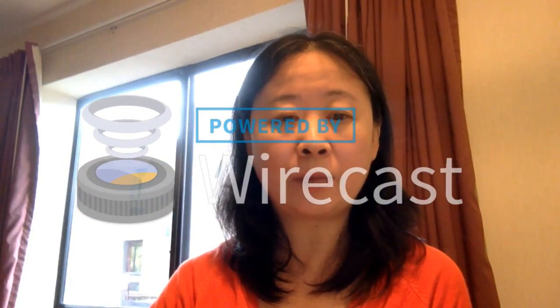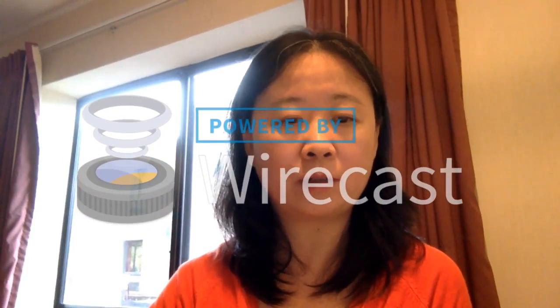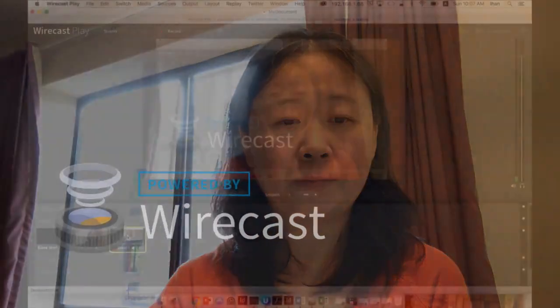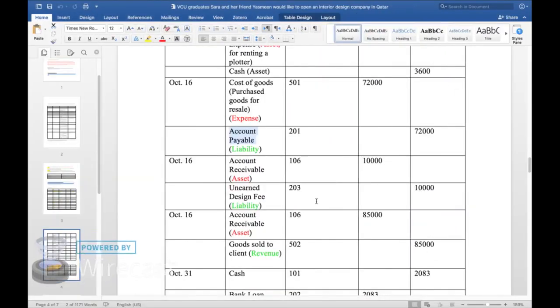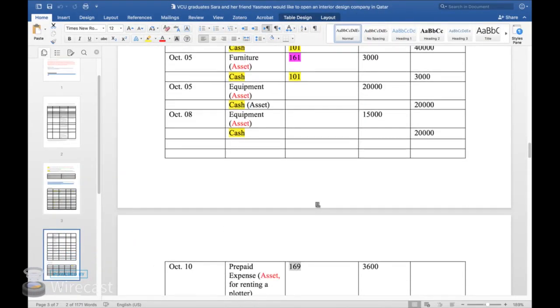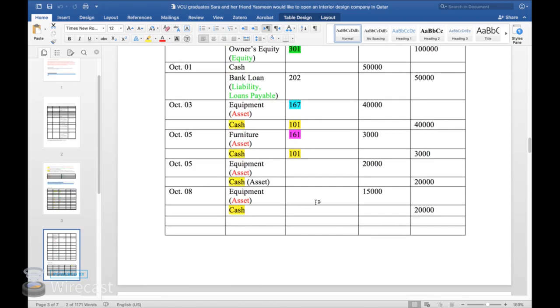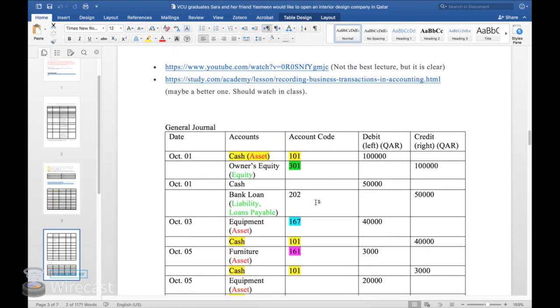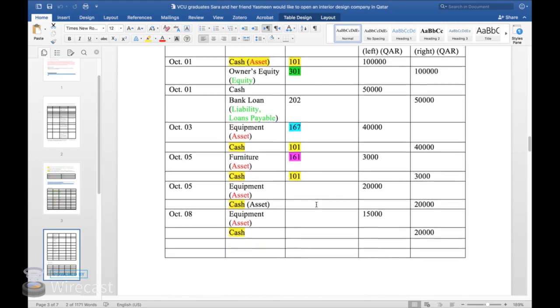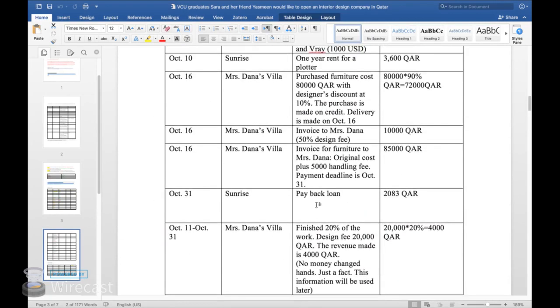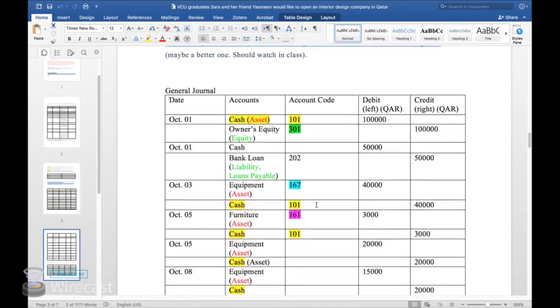Okay, so today I'm going to help you with your homework. I'll switch to our document. As you probably already know, we recorded all the transactions into a journal. Here are the transactions, and here is the journal.